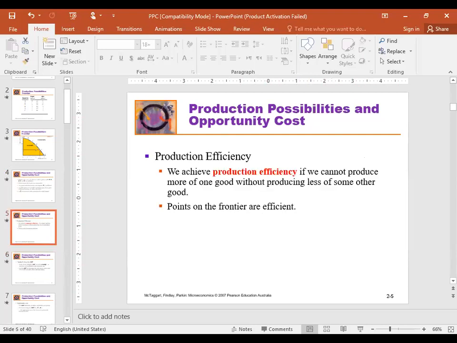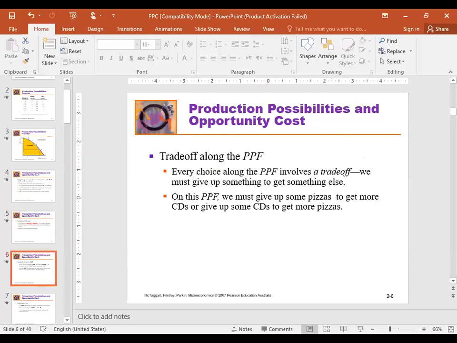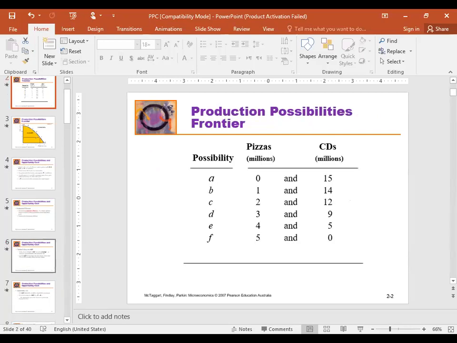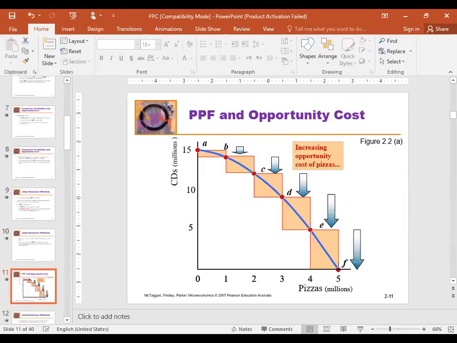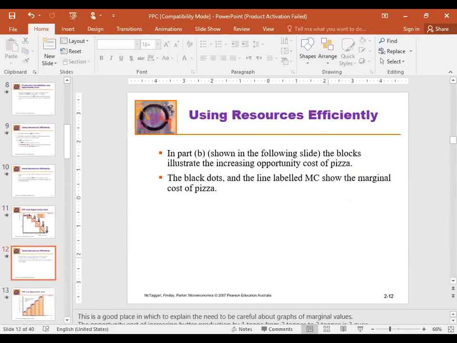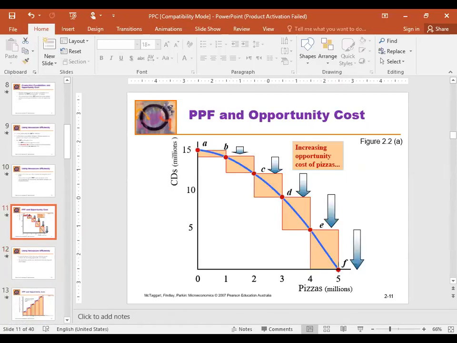Here we discuss efficiency, and here we're discussing the concept of the trade-off. The trade-off is basically that you have to give up some of one good to get more of another. So this is basically what your curve looks like: negative sloping. The arrows are going down, and it shows that your production is decreasing.